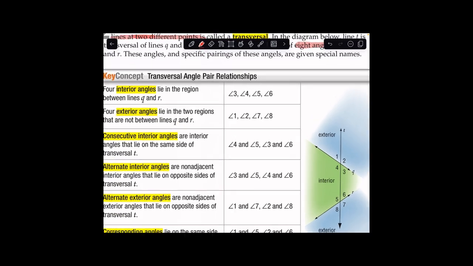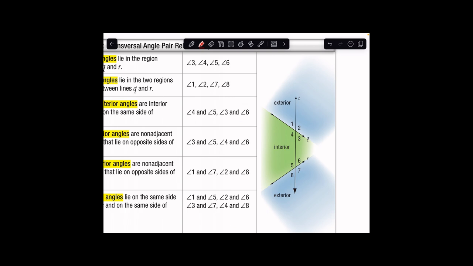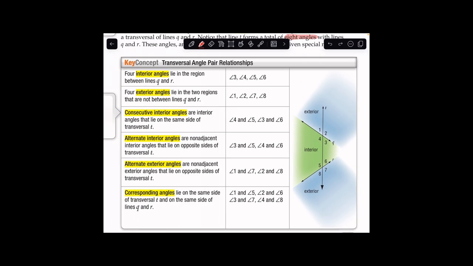So first of all, we have 4 interior angles that lie in the region between lines Q and R. So note the coloring here. Everything between the two lines is the interior. Everything on the outside of those two lines would be the exterior. So the interior includes angles 3, 4, 5, and 6. 4 exterior angles lie in the two regions that are not between lines Q and R. That would be angles 1, 2, 7, and 8 as numbered here.